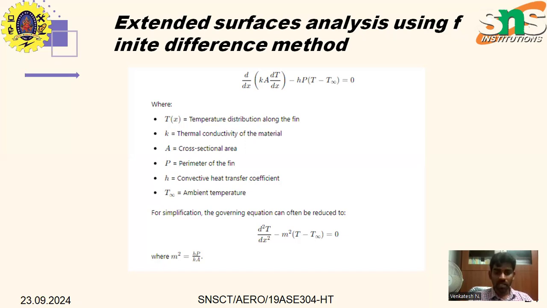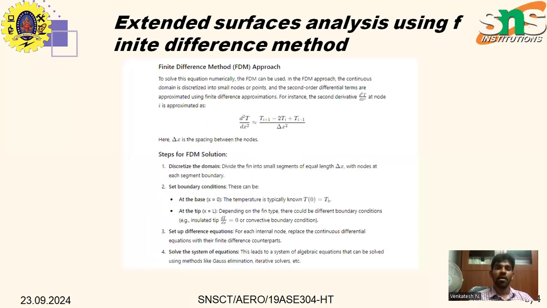For simplification, the governing equation can be reduced to d squared T by dx squared minus m squared (T minus T infinity) equal to 0, where m squared is equal to hP by kA, where h is the local heat transfer coefficient, P is the perimeter, k is the thermal conductivity, and A is the area of the particular plate. Extended surface analysis using the finite difference method is used to solve this equation numerically.